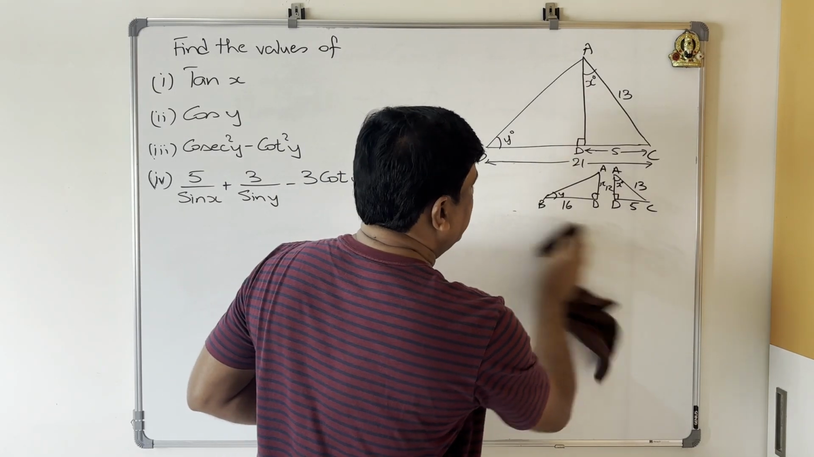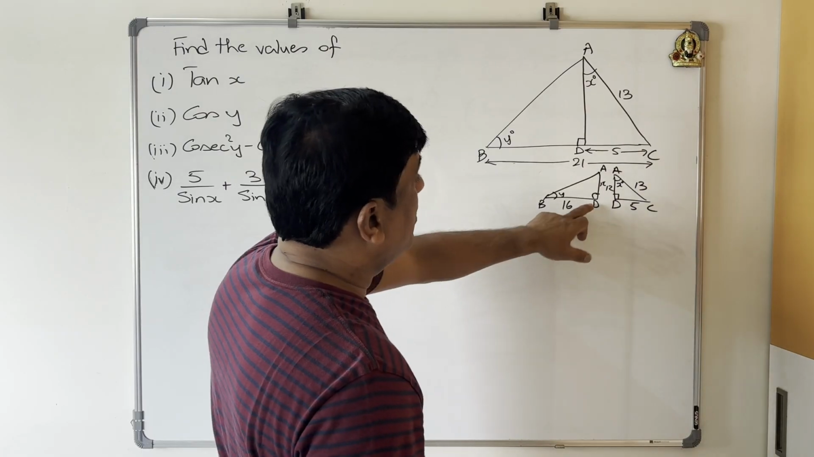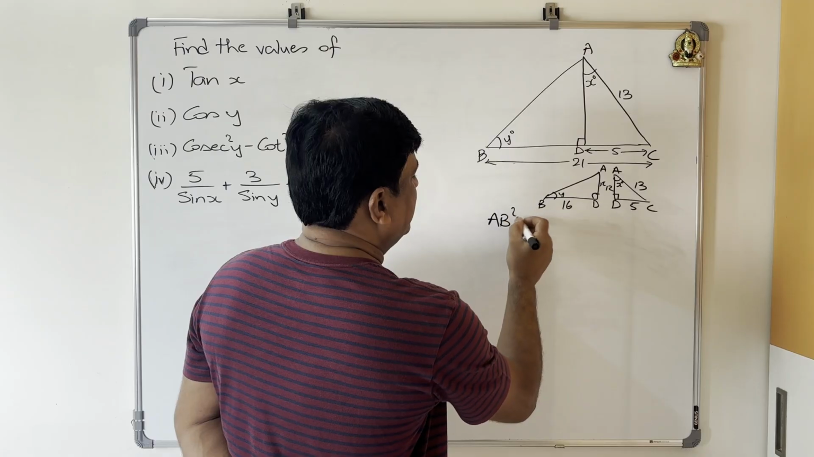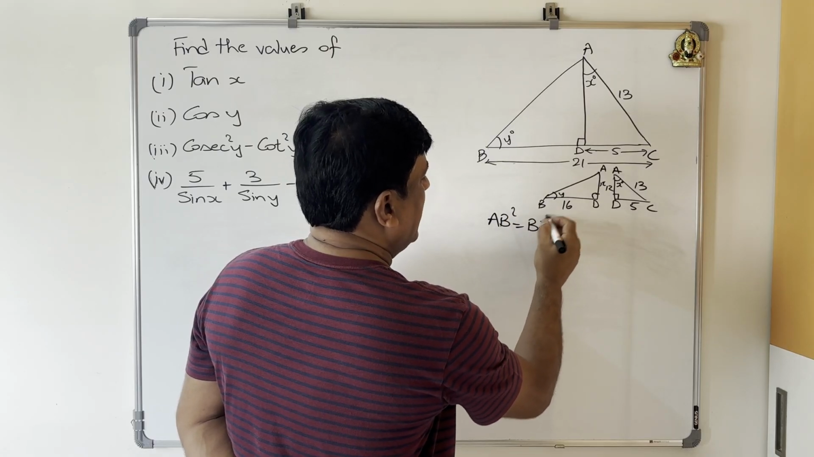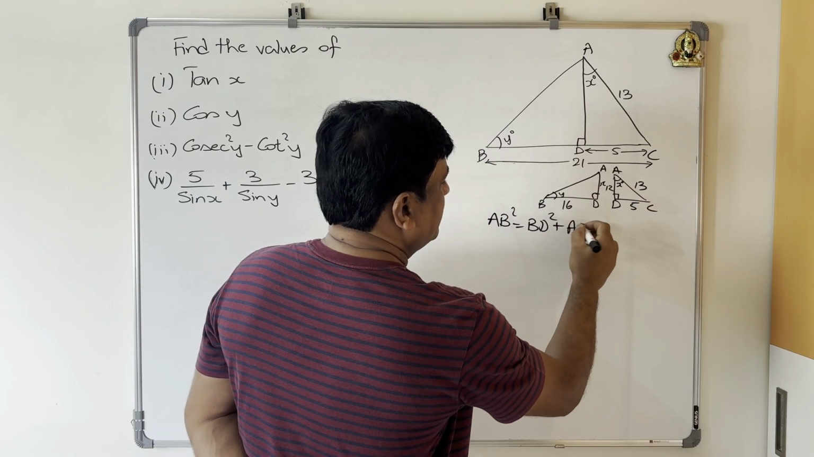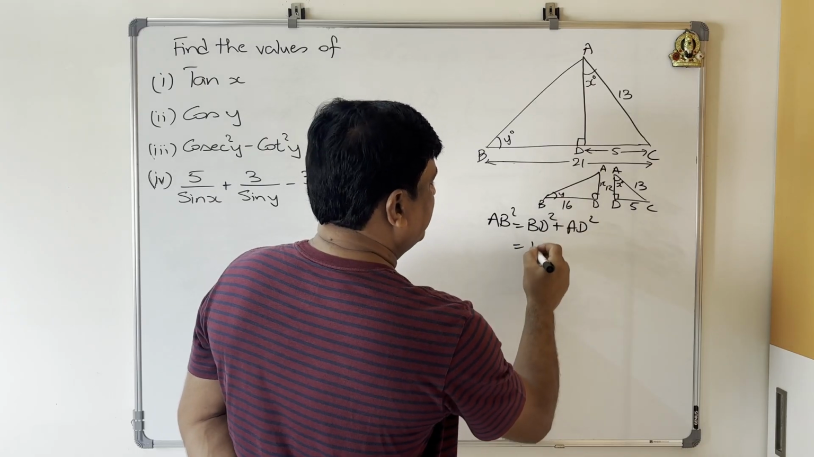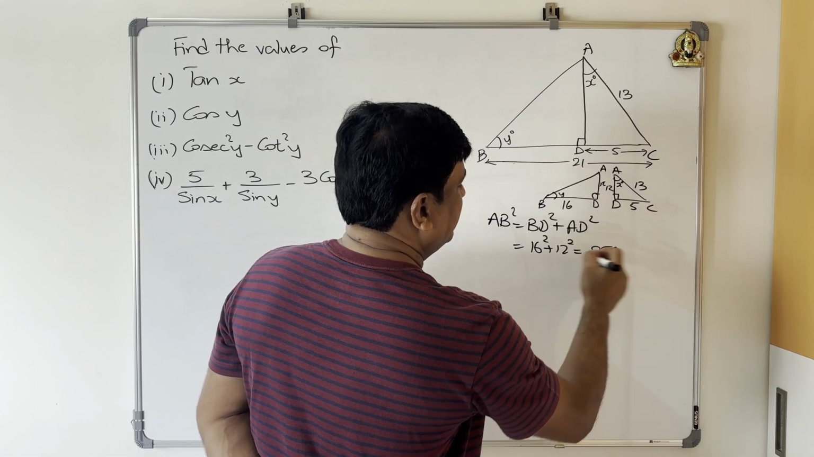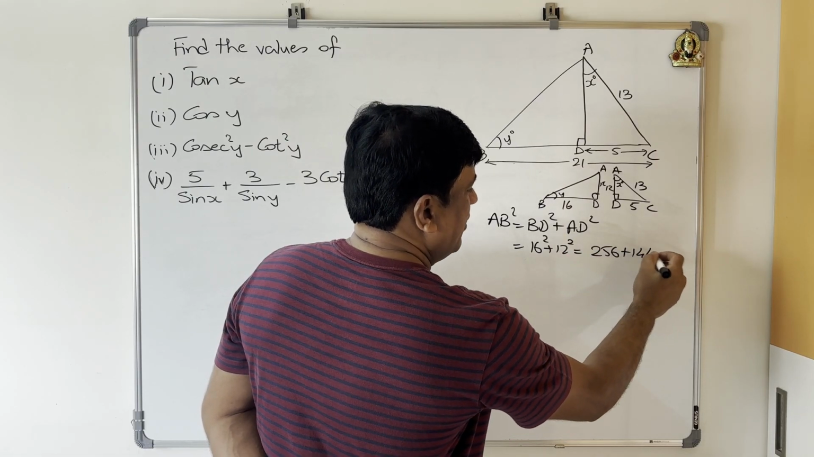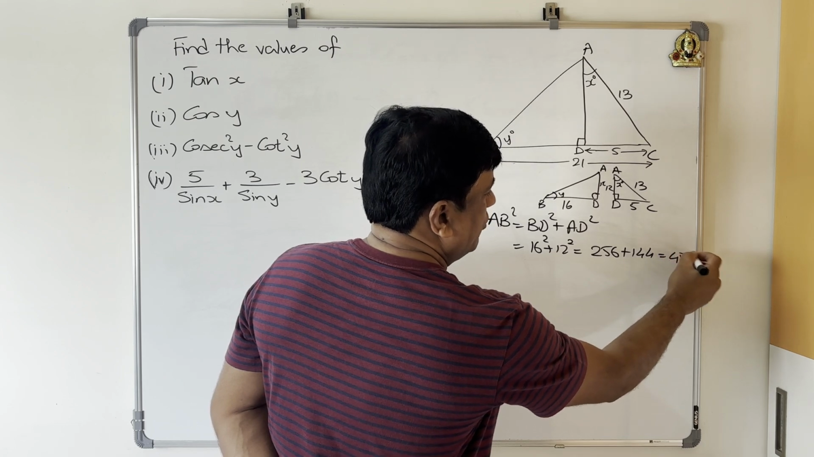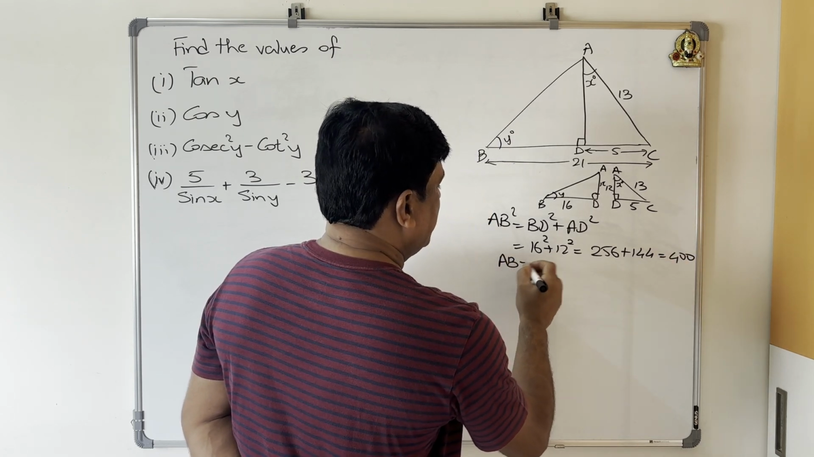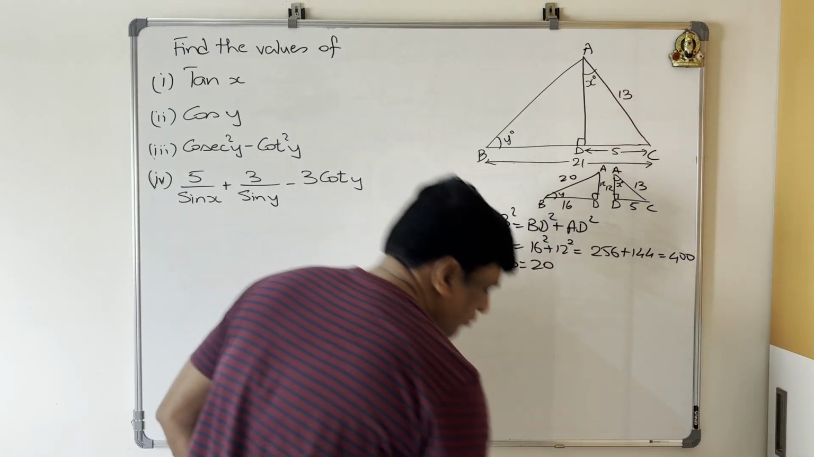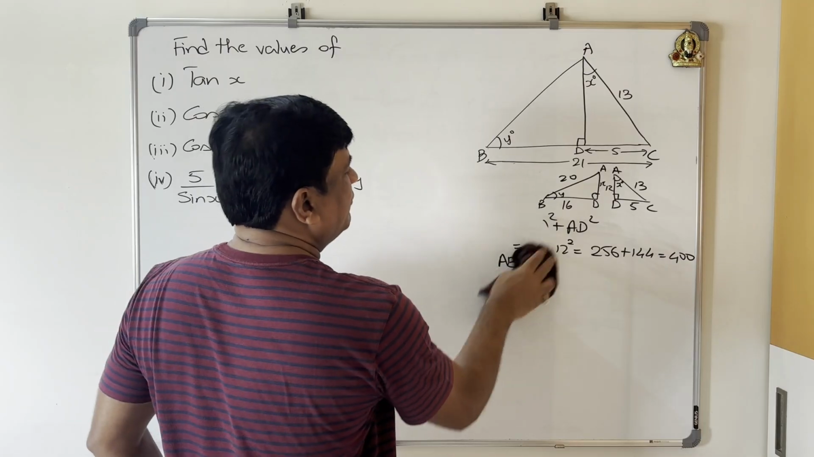Let's go ahead and calculate the hypotenuse for this one now. You have AB square is equal to BD square plus AD square, right? So put the values, it's 16 square plus 12 square. 16 square is 256, 12 square is 144. When you add them, you get 400. And AB will be equal to 20, right? So you got this as 20. Done? So you have sorted out the sides of the triangles.